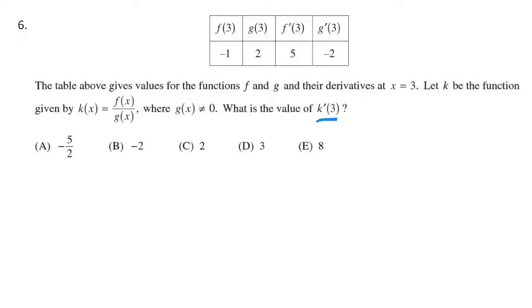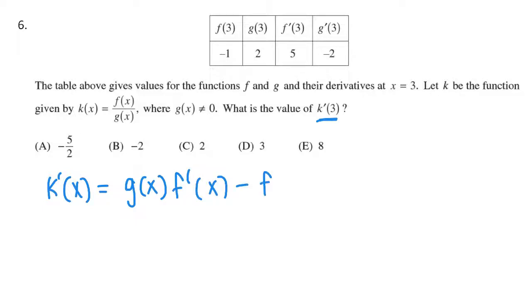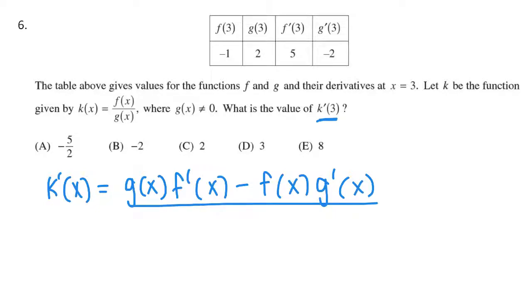So my quotient rule, we need k prime at x equals our bottom function times the derivative of the top, minus the top times the derivative of the bottom, and it's all over bottom squared. So all over g at x, all squared. Oops, needs more parentheses in there.